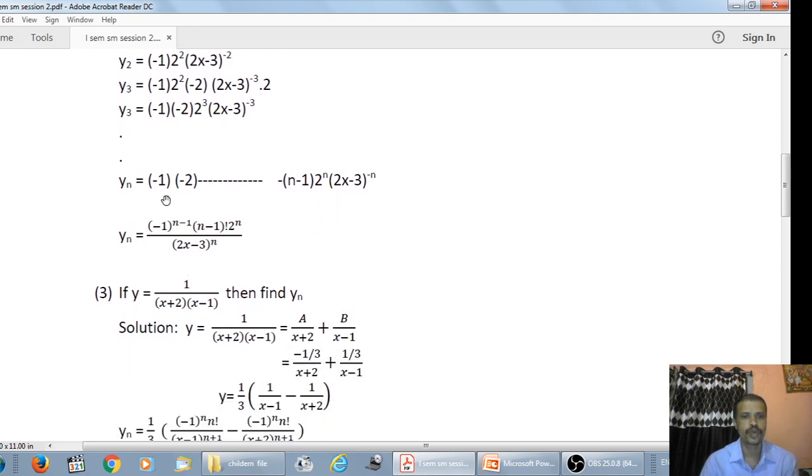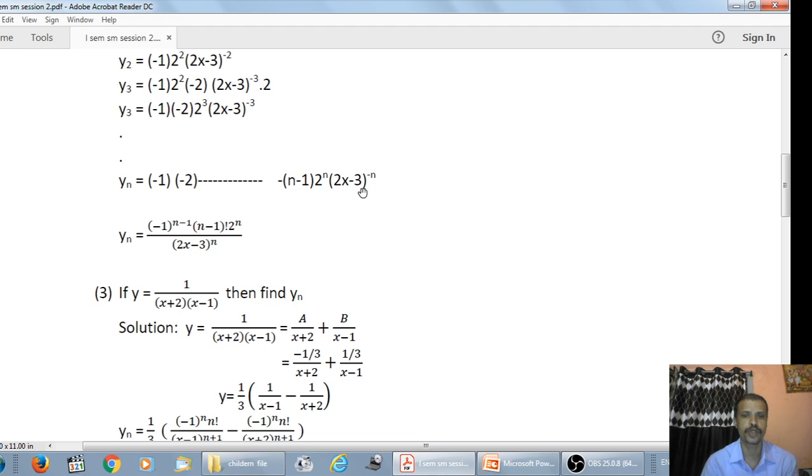In all these terms, minus 1 is present. So take minus 1 outside, but it comes n minus 1 times because there are n minus 1 terms. Therefore, minus 1 into minus 1 into minus 1 etc. n minus 1 times is minus 1 to the power of n minus 1. And the remaining is 1 into 2 into etc. n minus 1, that is n minus 1 factorial, into 2 to the power of n.